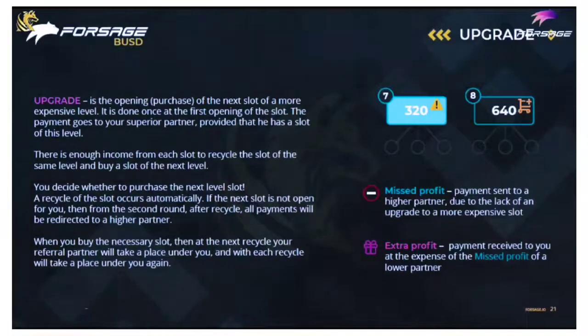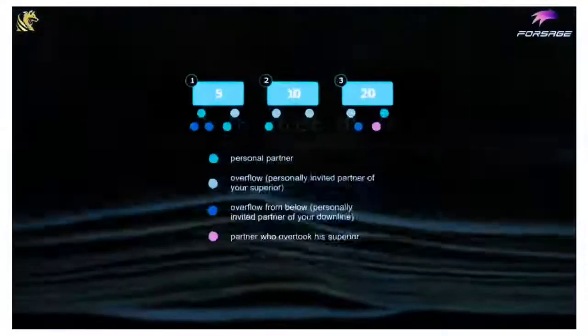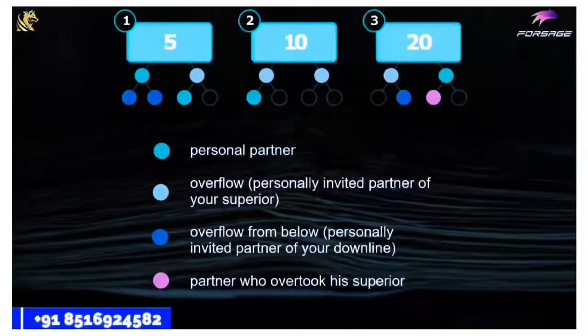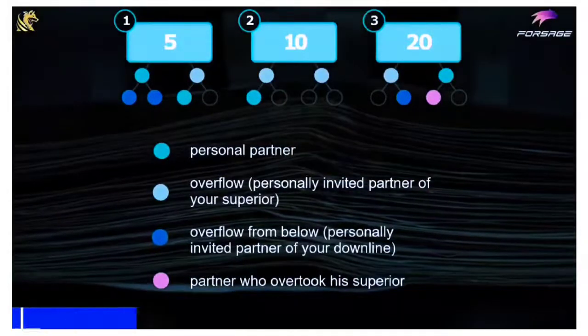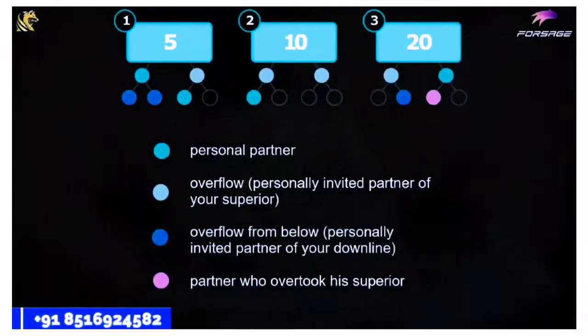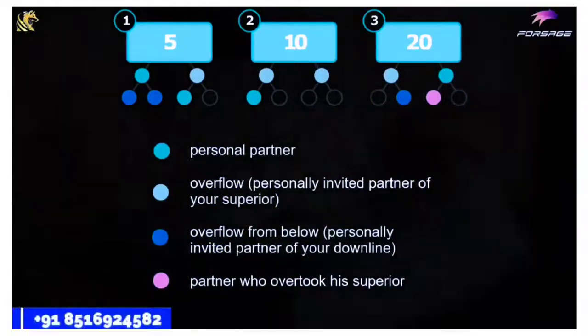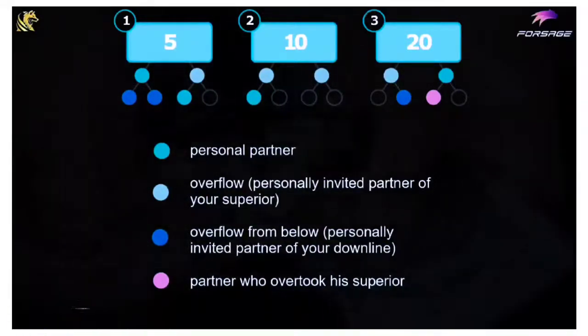But in case you have not upgraded a slot but your downline upgrades their slot, you may have missed profits, which means payment sent to a higher partner due to the lack of an upgrade to a more expensive slot. You will find different colors in your slots, which mean overflows, overtaking and returns. The green color means personal partner and the light green means overflow from a superior. The blue color means overflow from below and the pink one is a partner who overtook a superior.